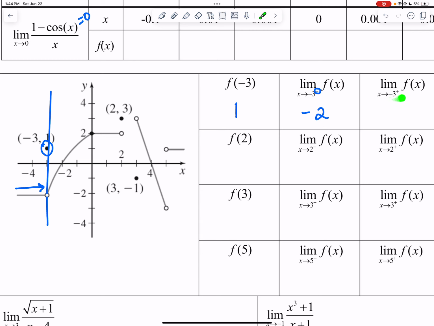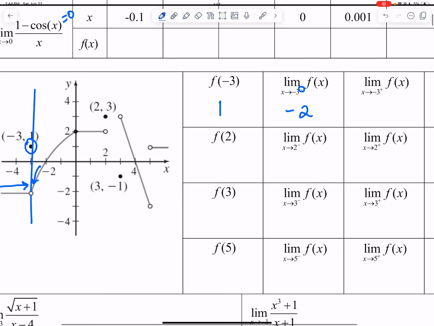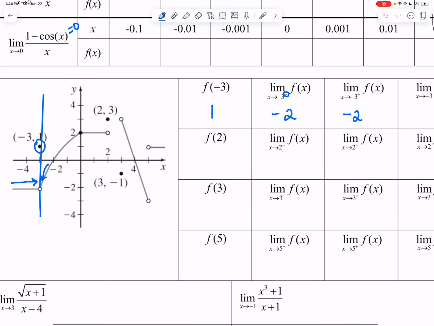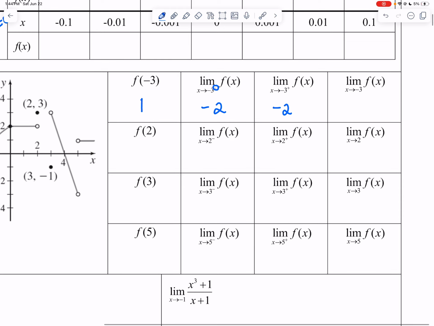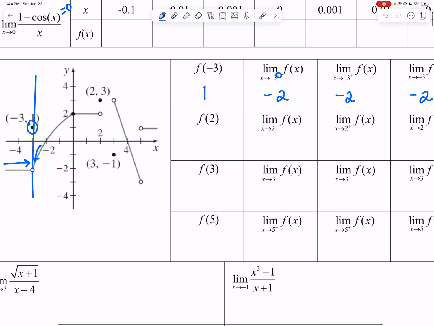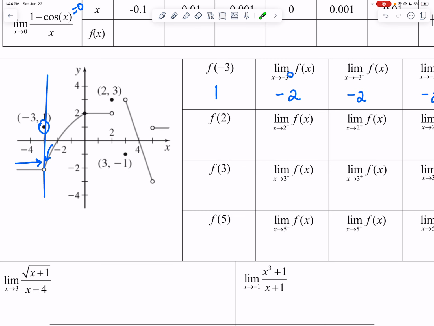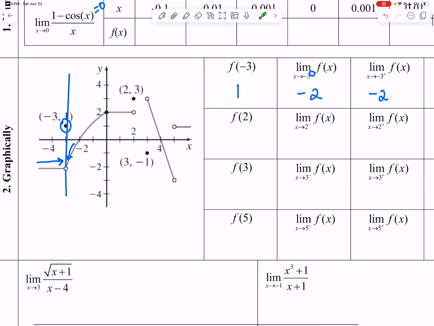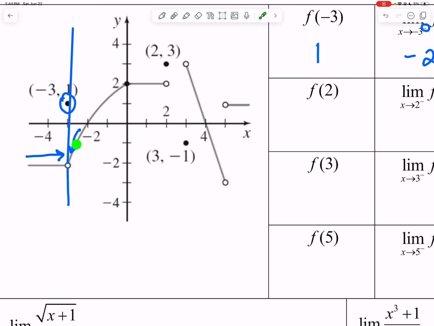Likewise, for this one here, I'm approaching negative 3 from the right. So instead of the left side, I'm approaching it from the right side, and from the right side I'm also approaching negative 2. Based off that, I know that the limit as x approaches negative 3 is also going to be negative 2. Even though my function value at negative 3 is 1, my limit is negative 2, because I'm approaching negative 2 from the left side and from the right side.